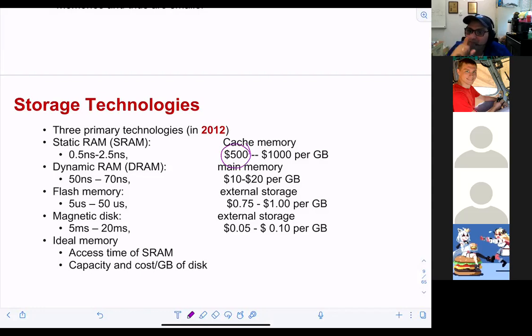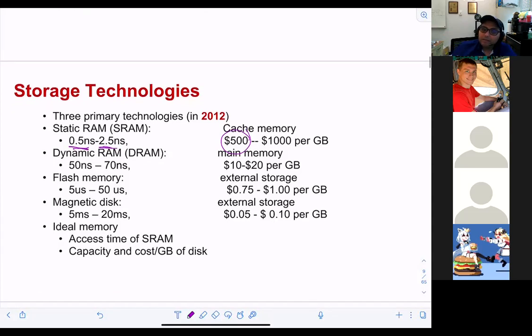Gigabytes, $500 to $1,000. But look at the response time. When I, as a processor, request something, it will give it to me within 0.5 nanosecond to 2.5 nanosecond. You will not feel it, right? The one that is bigger, denser, with a number of elements that can host data is the DRAM, which is the main memory we are using these days.